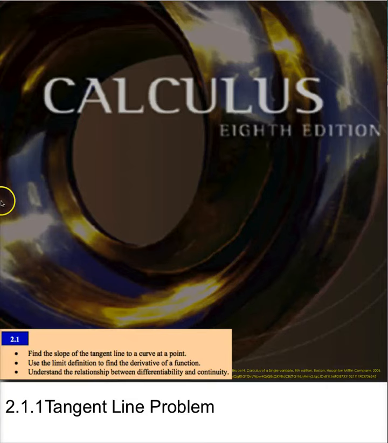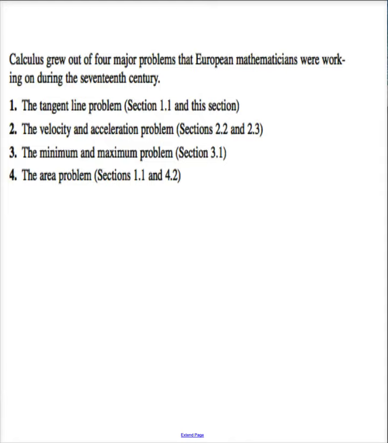Now let's talk about the tangent line problem. The tangent line problem was one of 4 major problems that European mathematicians and scientists were struggling with in the 17th century. Also included were the velocity and acceleration problems that you've encountered in physics, max-min problems, which are dealt with quite a bit in industry, and the area problems. As you can see, we're going to be covering all of these topics.